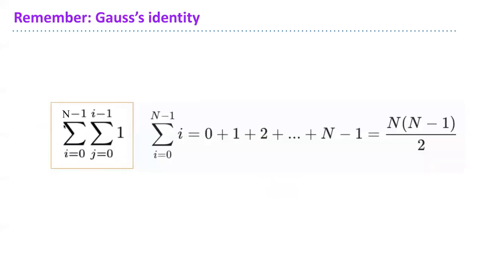So the summation that we have from the previous slide is actually equivalent to this summation right here, because if we sum from 0 to i minus 1 of 1, this whole value is just going to equal i. So when we expand out this new summation, we get 0 plus 1 plus 2 plus all the way to n minus 1. And this is equivalent to n times n minus 1 over 2 in closed form. We know this because of Gauss's identity.